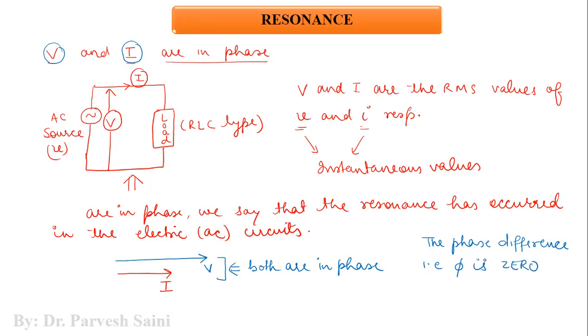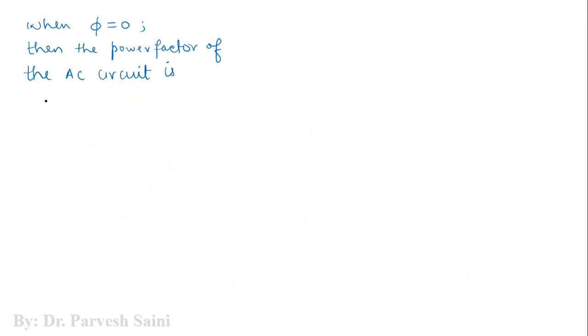Now what does it mean? It means that when phi is 0, the power factor of the AC circuit is cos phi. So it is cos 0 degrees, which is 1. That is, we call it unity power factor.